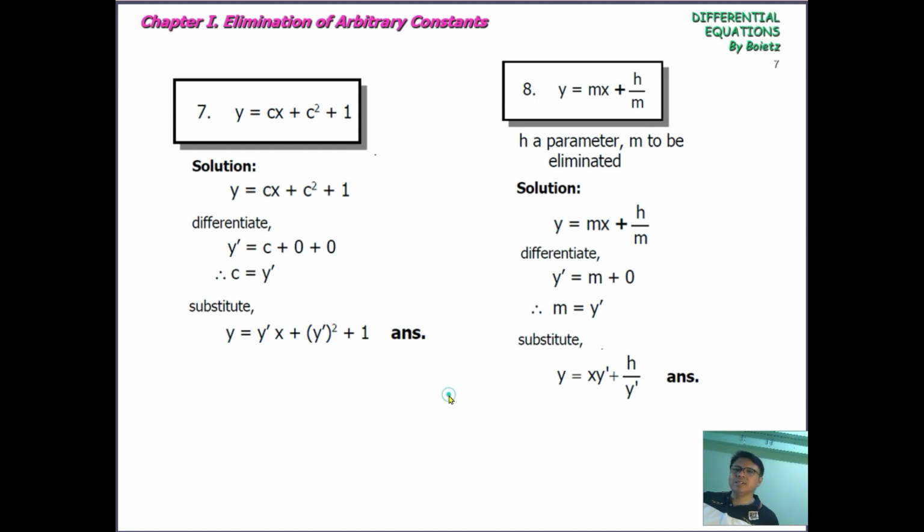Equation of lines. Then here, y squared is equal to 4ax. Ano siya? Equation ng ano yan? Equation ng problem number 9.